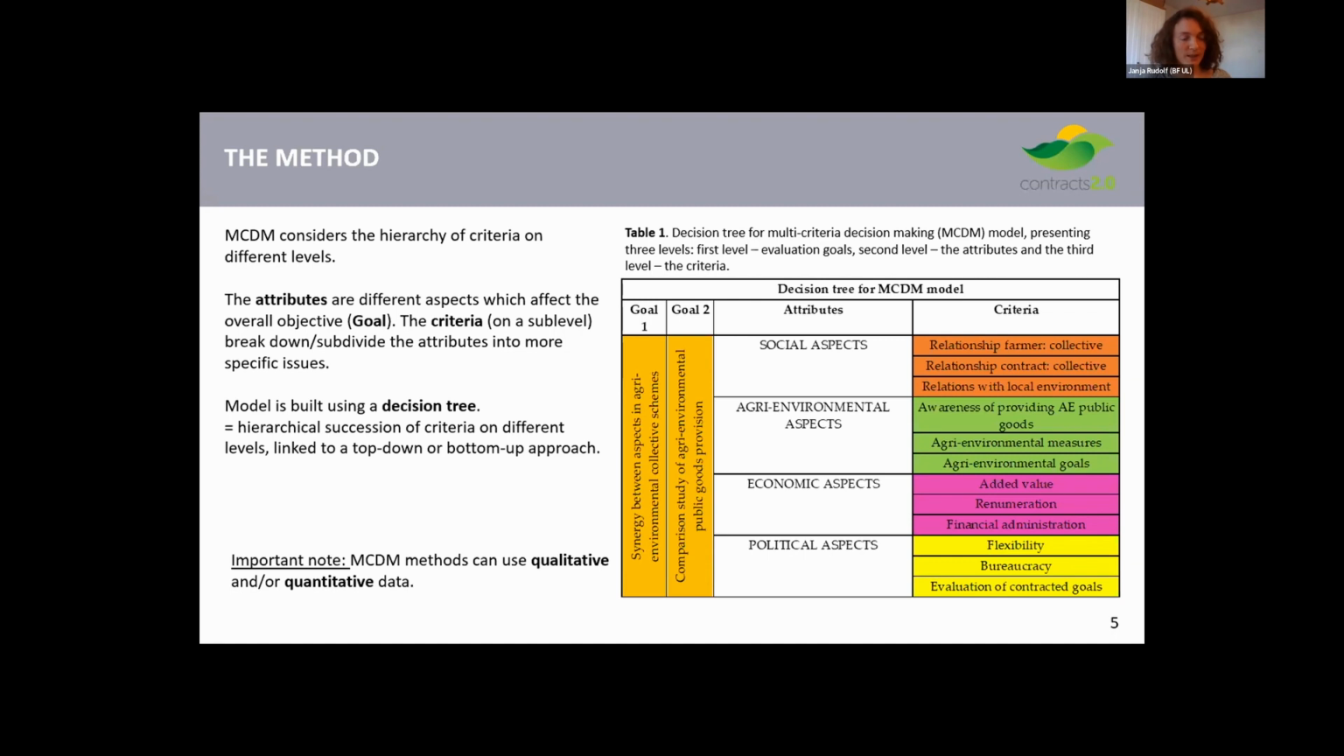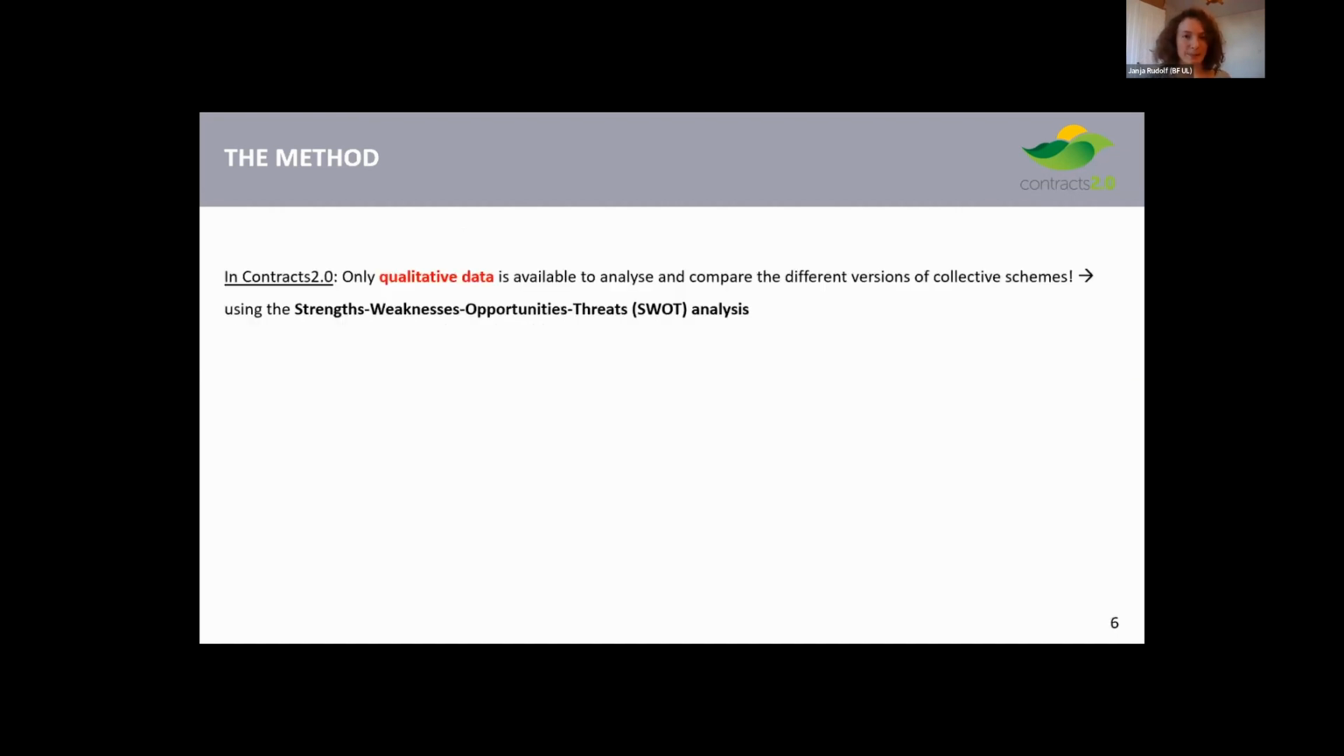Now, the important note here is that the methods can use qualitative or quantitative data. In the contracts, only qualitative data is available, because we sent out a questionnaire on available quantitative data or common indicators or other relevant numeric data. And that was sent around to all collective cases in the autumn of 2020. Our analysis showed that there is no common quantitative data available to compare or analyze existing agri-environmental collective schemes. Therefore, another approach needed to be considered to analyze and compare these collective schemes.